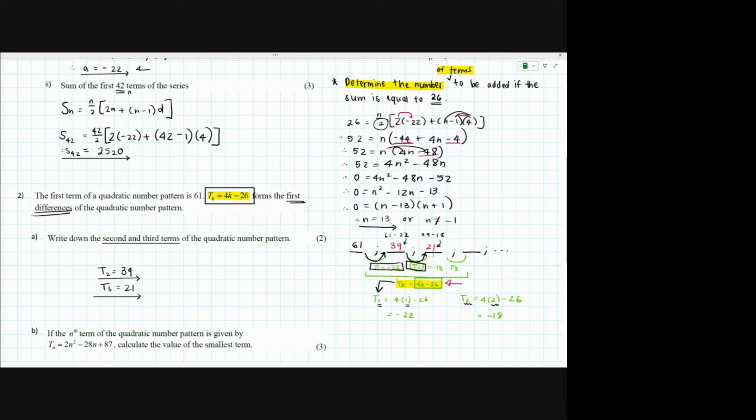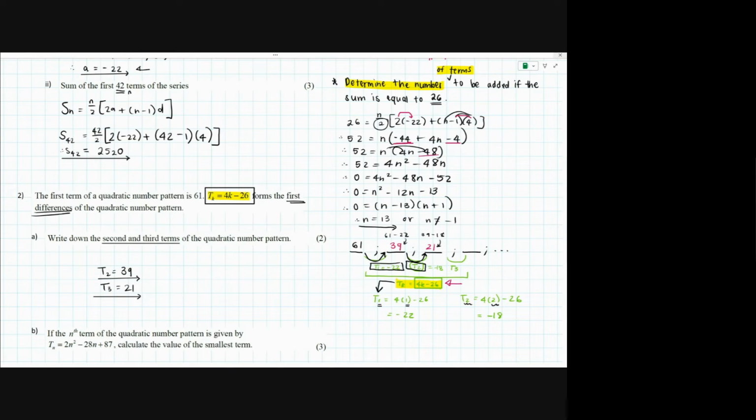And then do we need to show the calculation, or can we just say T2 equals 39 and T3 equals 21? So in this case, because it was only 2 marks, you can just go straight to the answer. Obviously, you're welcome to show working out, but in this case, there would only be mark allocations for the answers. Okay, ma'am. Thank you, ma'am.